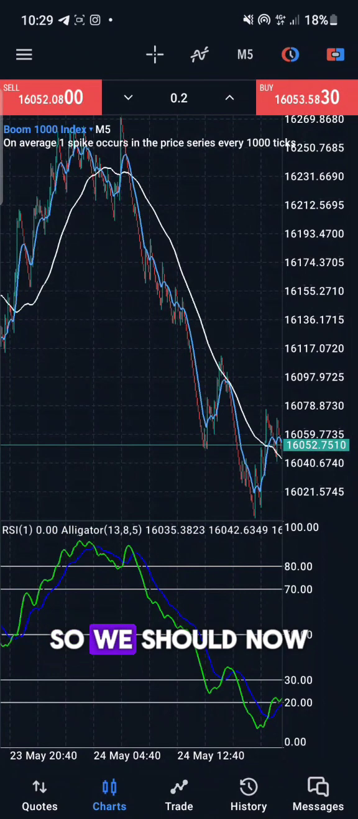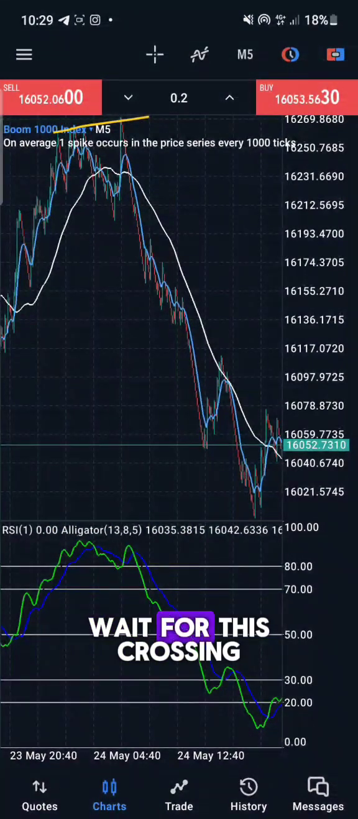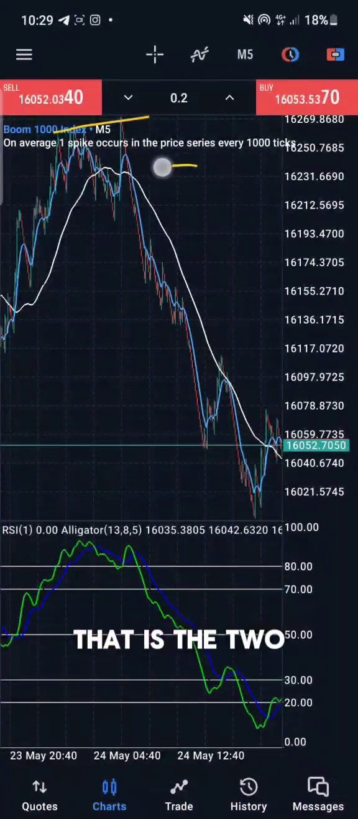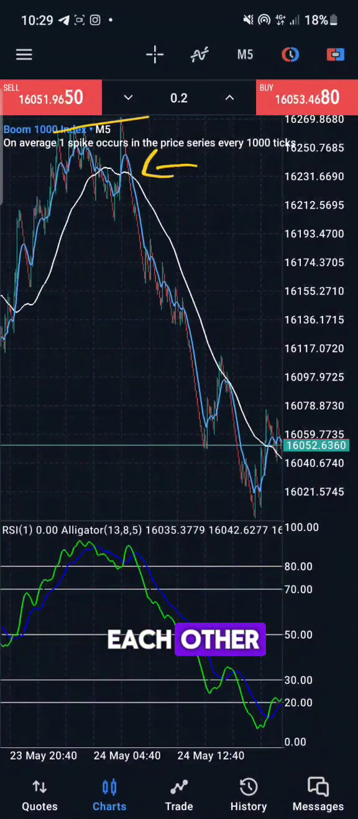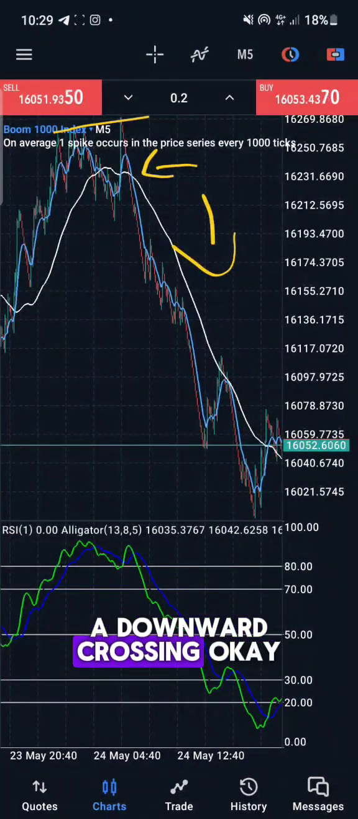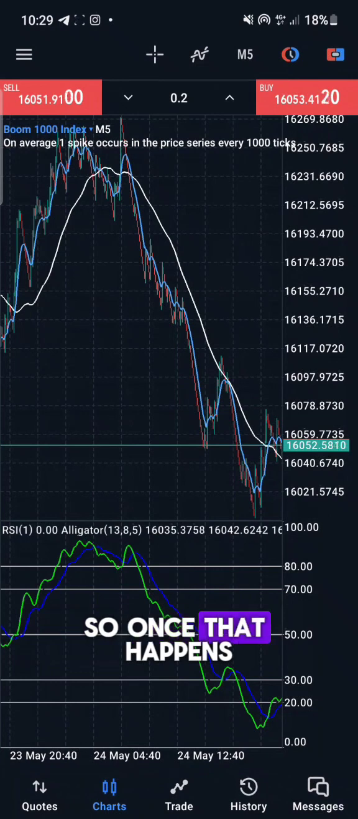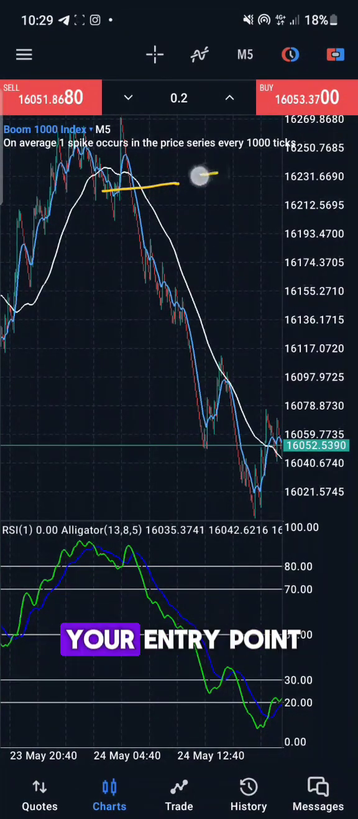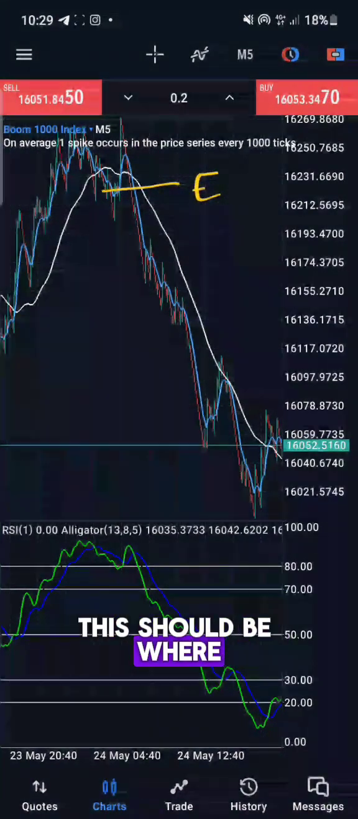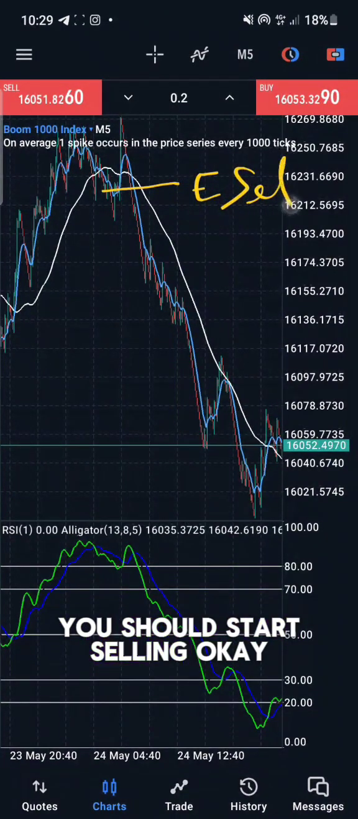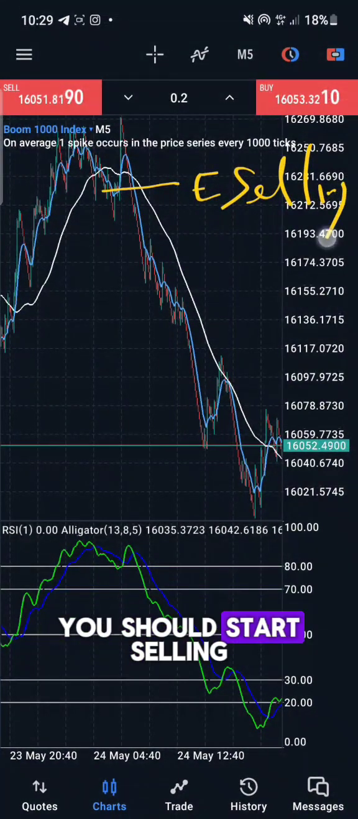So we should now wait for this crossing, that is, the two MAs to cross each other, and it should be a downward crossing. Once that happens, this should be your entry point. This should be where you start selling.